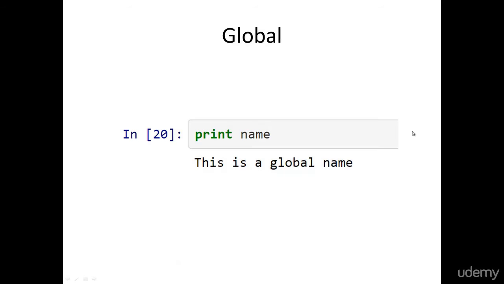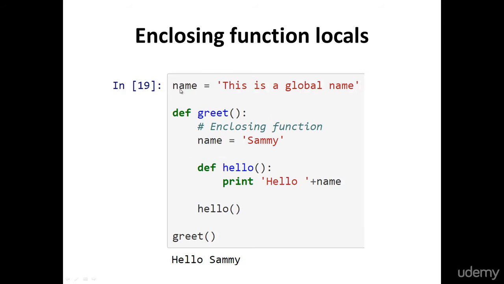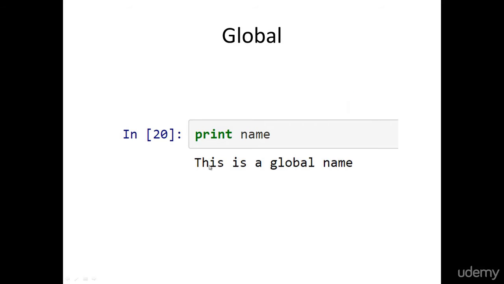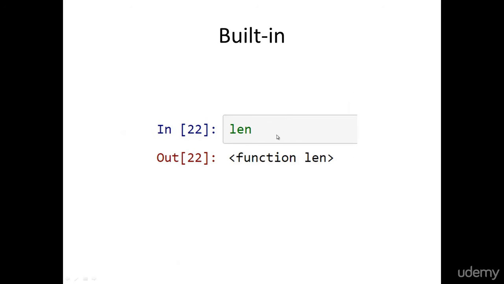All right. Next up, global. Globally, if I were to just say print name, since I defined it earlier outside of any function, this is a global name, it'll print 'This is a global name'. And then built-in, we've seen a ton of examples of these, such as len, which is the length function, etc. So you want to be careful not to overwrite any built-in names.